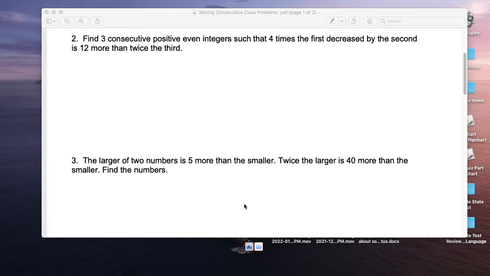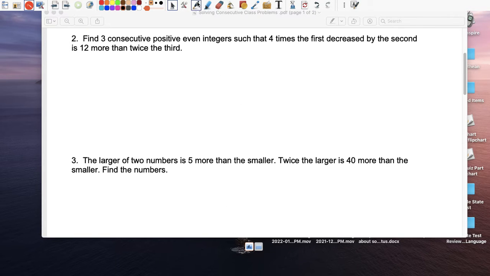108. Second one, find three consecutive even integers. Okay, so again, let's identify them. First, my second, my third. So again, my first one is called x. The following positive consecutive even integer after x will be x plus 2. And the following will be x plus 4. We're going to use these three to set up our equation.